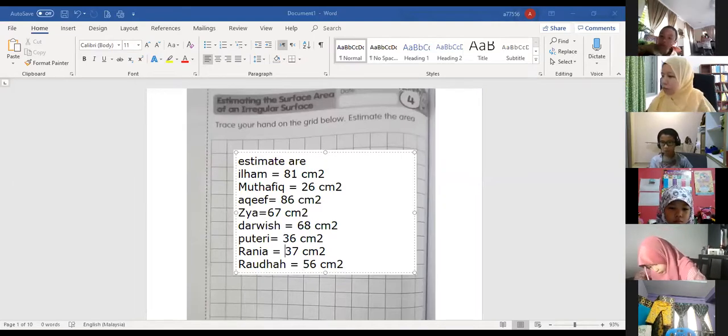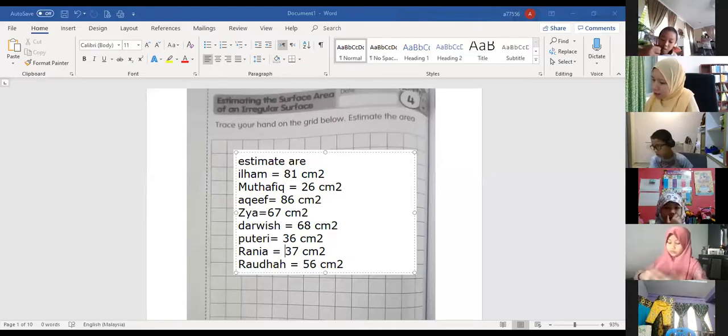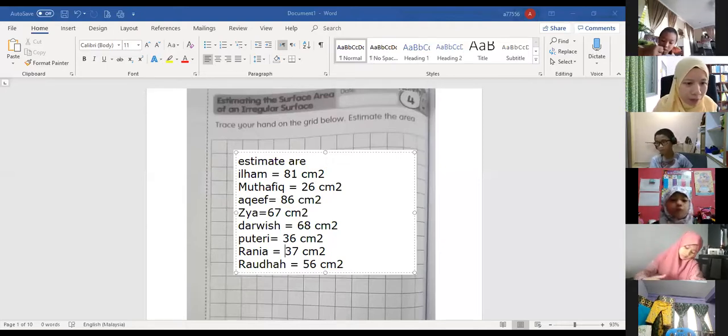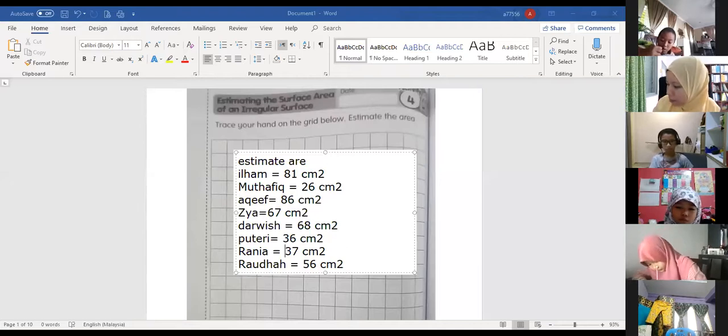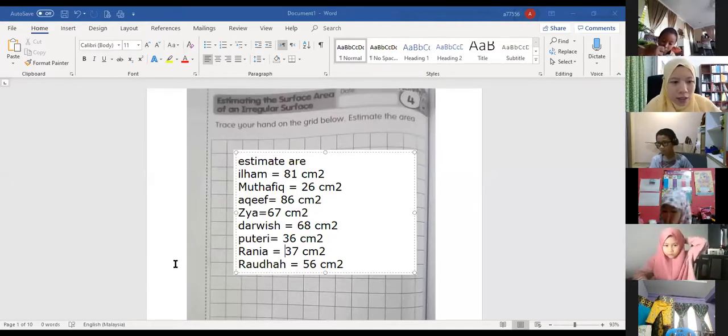Okay, now, I think all of you can get the answer. So now, let me proceed to the next page. Okay, syukran ya. Okay, let's proceed to the next page. Let me proceed to page 57.